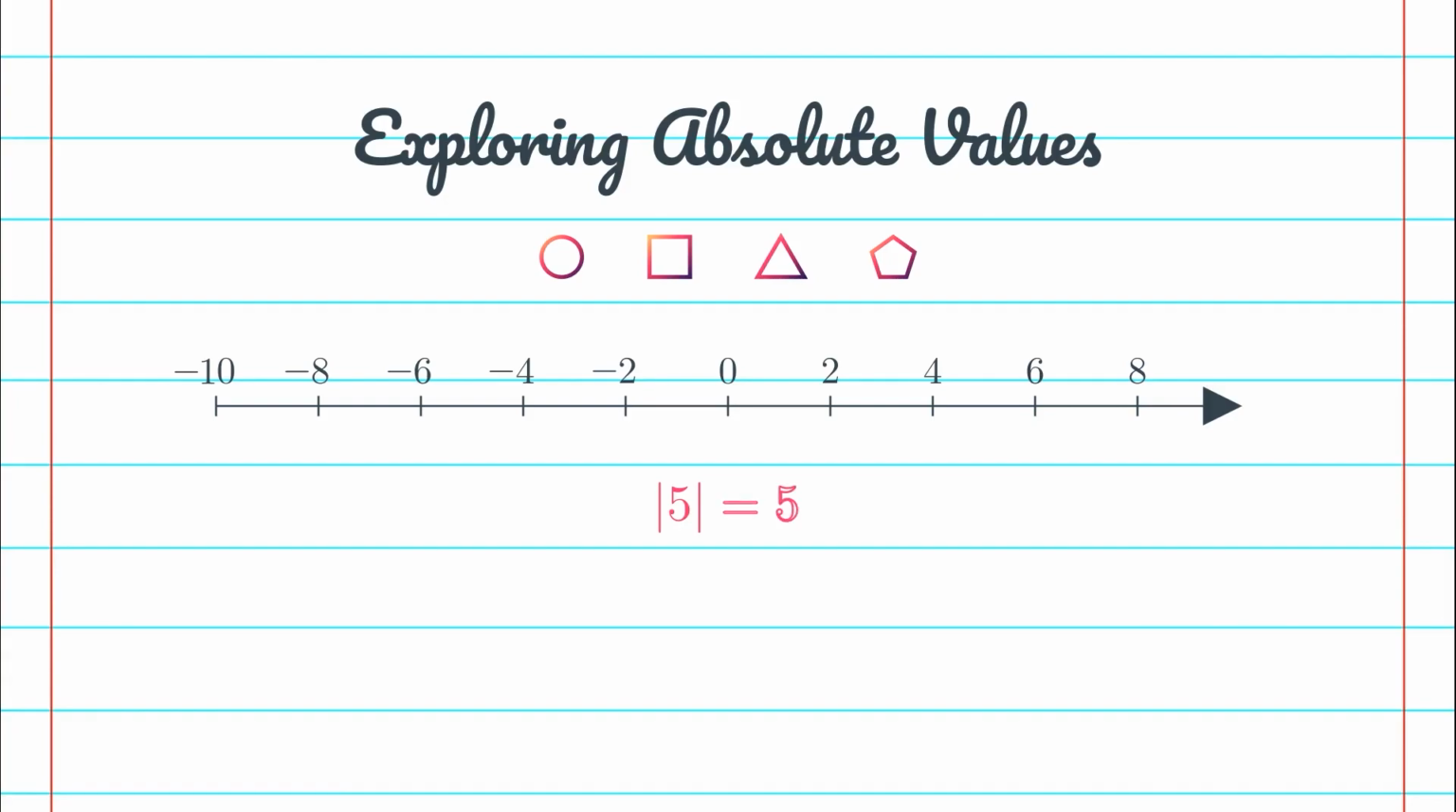Because 5 is 5 spaces from 0. The absolute value of 5 is 5. Similarly, in case of negatives, the absolute value of -5 would also be 5 because -5 is also 5 units away from 0. Then we have -9. The absolute value of -9 would be 9 as -9 is 9 spaces from 0.